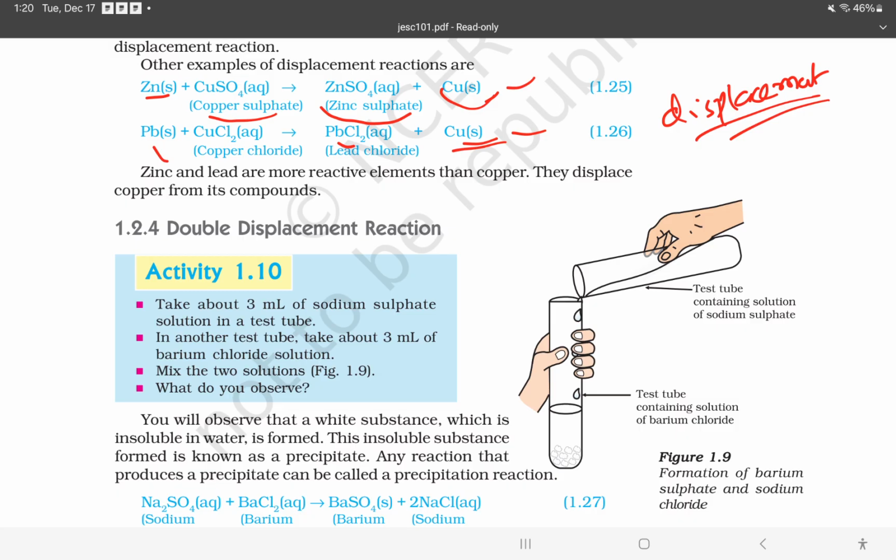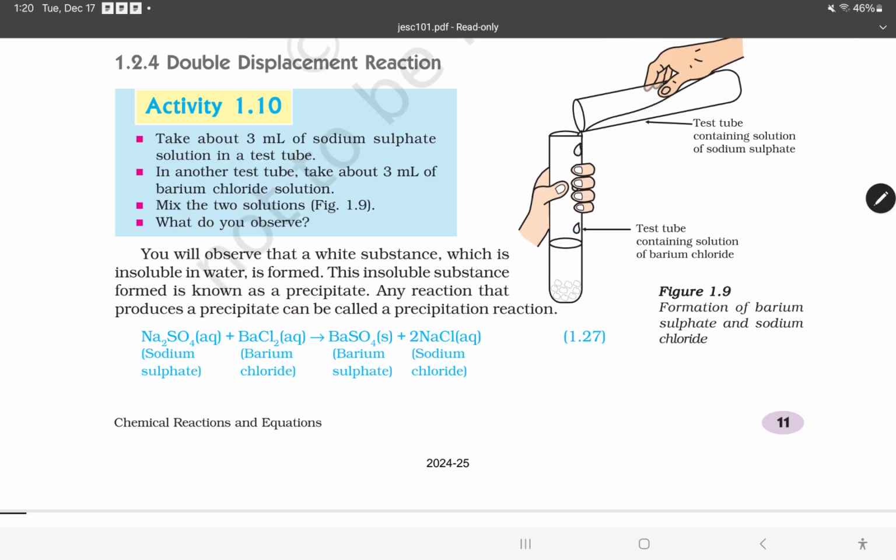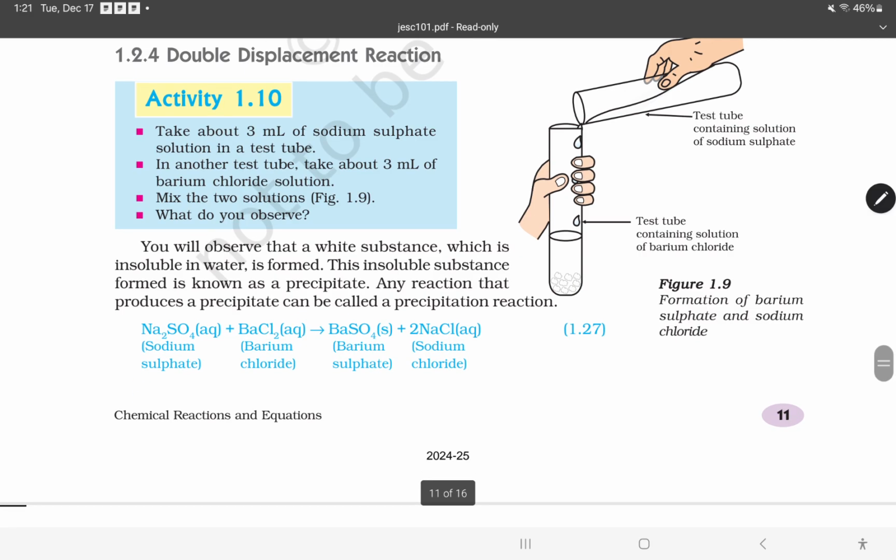Now we observe what is double displacement. The name itself is conveying the meaning here, right? Two things will be displaced. For example, if you observe in this activity what we are doing. So in this activity we are taking sodium sulfate which is in the aqueous form. So in one test tube we took sodium sulfate and then we added barium chloride to this one. Take barium chloride in another test tube and both the solutions are added like this.